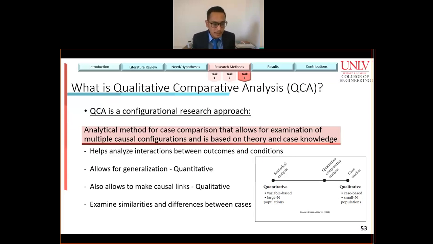So the beauty of the QCA is that it not only allows for generalization, which is the staple of a quantitative analysis, but also allows to make causal links, which is the staple of a qualitative analysis, thereby allowing the researcher to examine the similarities and differences between the cases. You can see in this figure on the bottom right corner how the qualitative comparative analysis falls somewhere between a statistical analysis and a case study analysis. Therefore, it fills in the gap and provides a balance between a large N sample population or statistical analysis and a smaller sample population analysis.